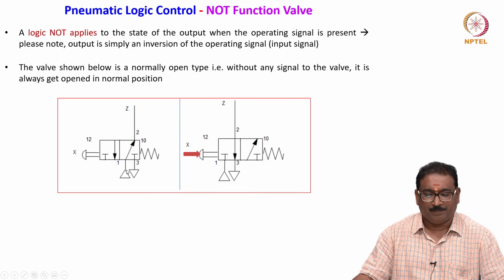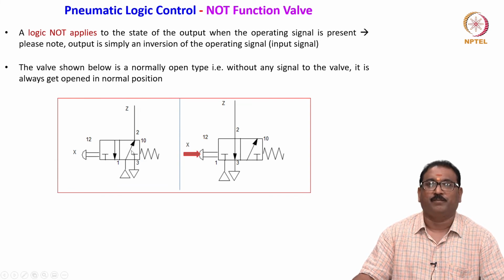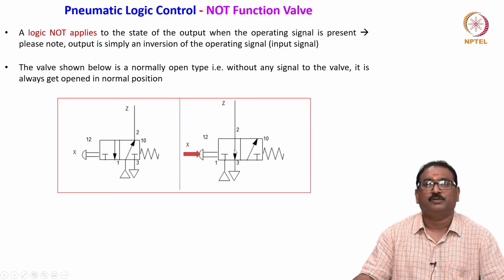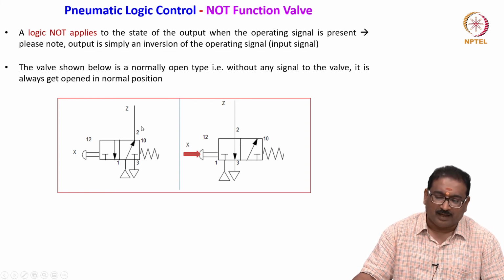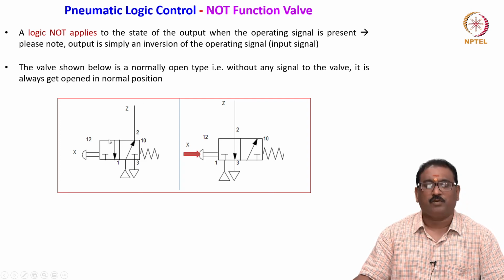You will see here, the valve I am showing you is again a 3/2 valve. It is an open type. Z will receive the signal in the null position. When you press this, Z will not receive. The other way around is also possible. In the null position, Z will not receive the flow. When you press the button, correct, it will receive the flow.